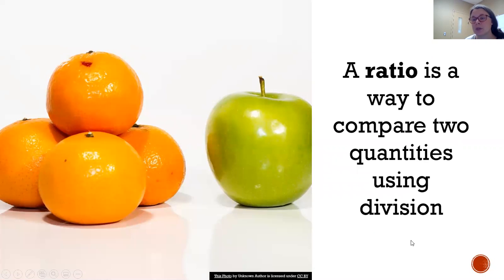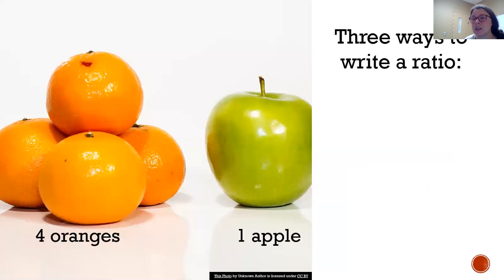So a ratio is simply a way of comparing two quantities using division. Okay, so really simple. You've seen it in your car, kilometers per hour. How many kilometers per hour? That's a rate ratio that you've seen, or miles per hour. Liters per 100 kilometers. Those are all types of ratios, but there's numerous different kinds of ratios. In this particular question, we're going to look at different ways to write ratios.